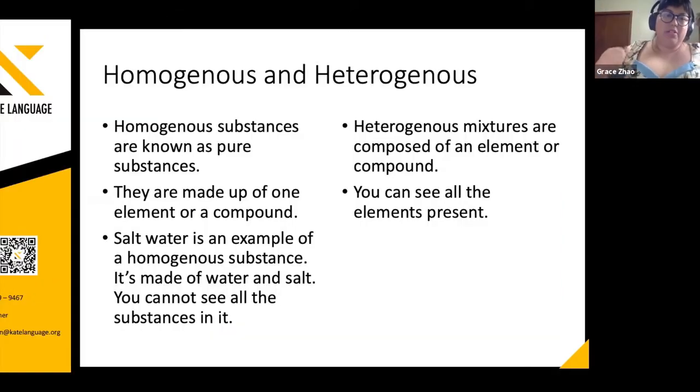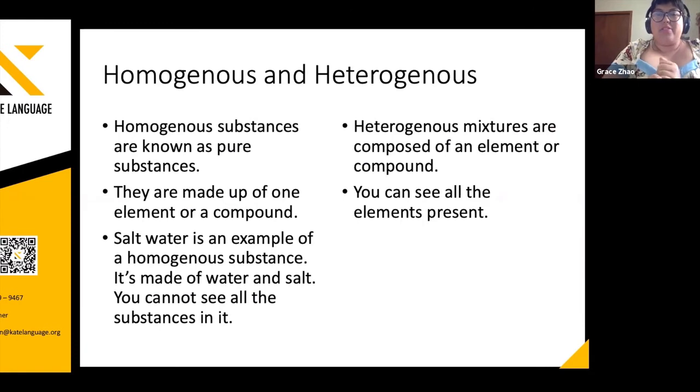Awesome. So homogeneous substances can be known as pure substances. They can be made up of an element or a compound. And a compound, we're going to get to know what a compound is later. Salt water can be an example of a homogeneous substance because it's made of water and salt and they mix together. We know that water and salt dissolve together, right? So you cannot see it for the most part. You will not be able to see the grains of salt once you mix it together.